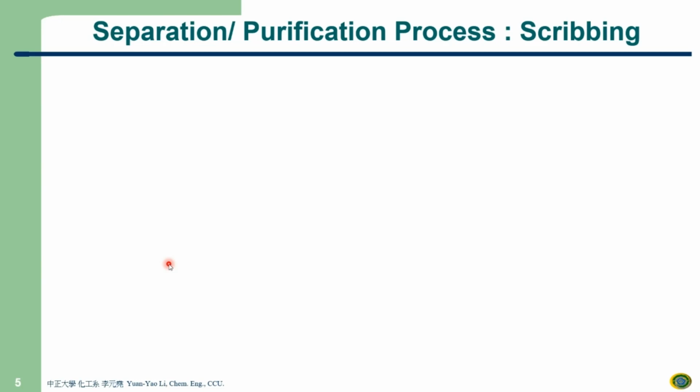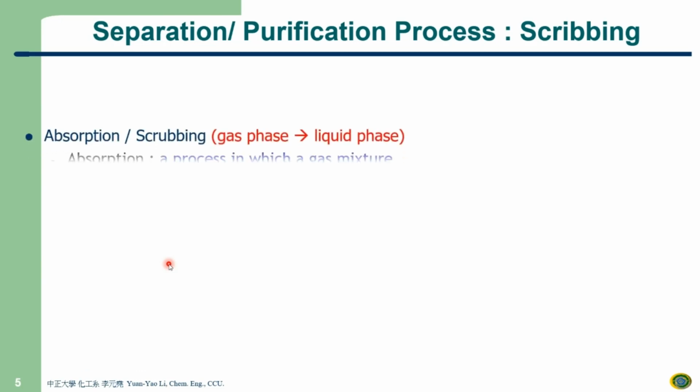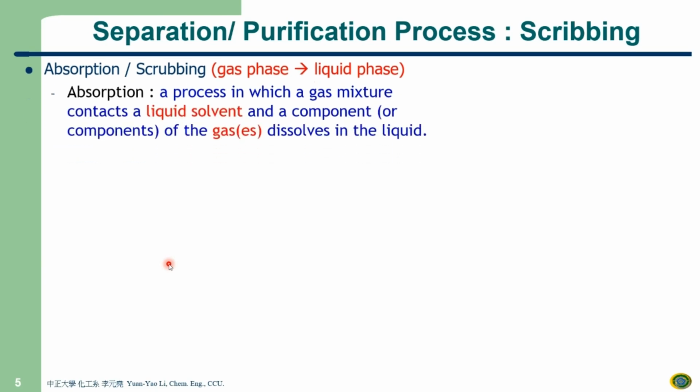The next process is called scrubbing. What is scrubbing? When you go to a night market and see a barbecue there, it produces a lot of smoke. You don't want to let the smoke come out because it causes air pollution. So you need to use water to eliminate the smoke. This is what we call scrubbing or absorption.